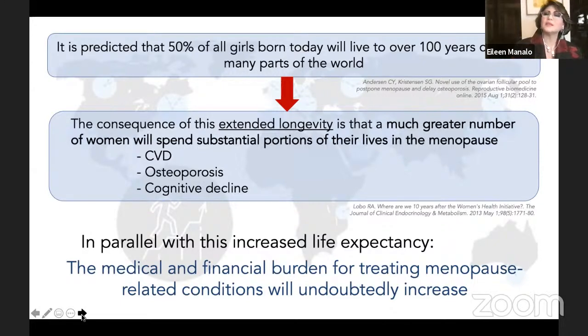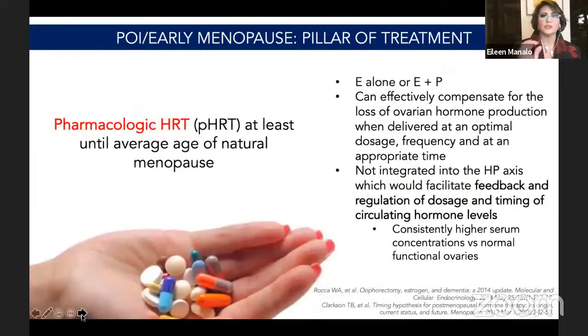And in parallel with this increased life expectancy will be an undoubted increase in the medical and the financial burden for treating menopause-related conditions. And we know that the mainstay in the management of menopause is pharmacologic HRT, especially when you're dealing with a patient who had early menopause, more especially in the patient with premature ovarian insufficiency, where you want to give your pharmacologic HRT at least until the average age of natural menopause.